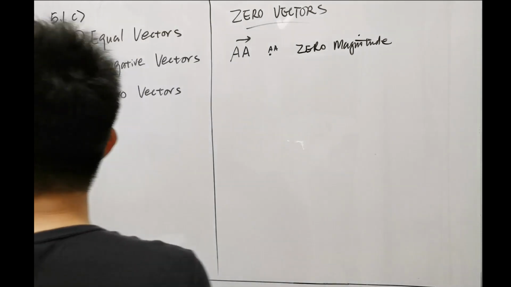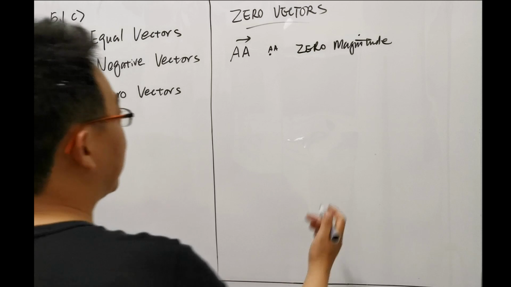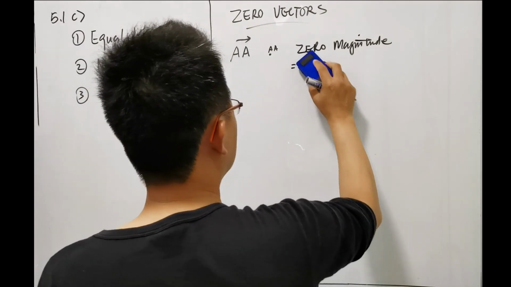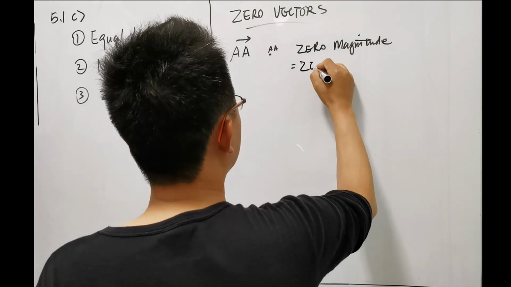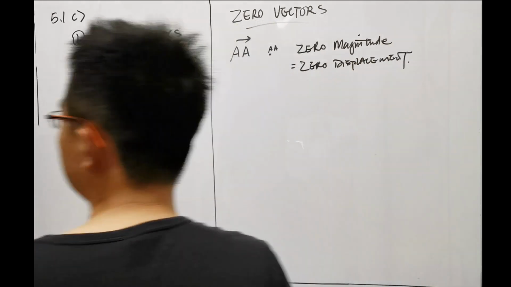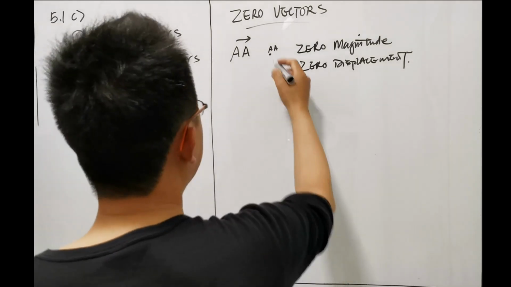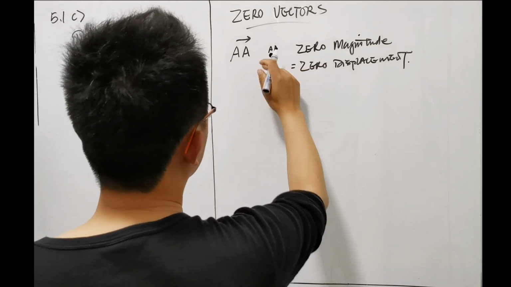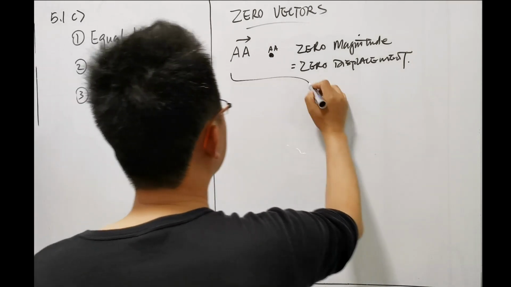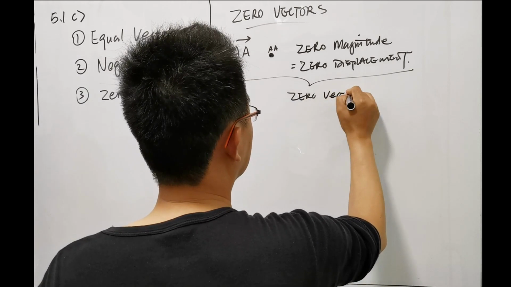So basically they have a zero magnitude. So in this case, of course, zero magnitude equals zero displacement, right? So we have the zero magnitudes also become zero together because they are the same point, they never move anywhere, so they just stay here.